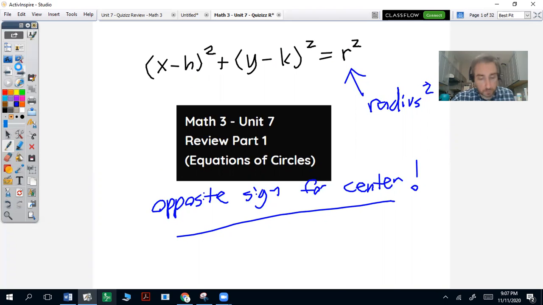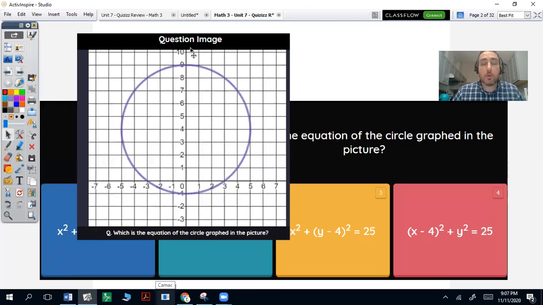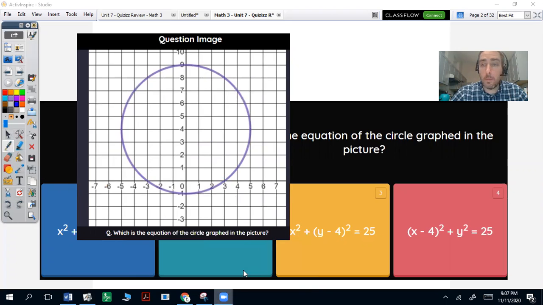Number one. Here's the first question. When you click on the image, you'll see this. There is your graph. We want to know what is going to be the equation of that circle. To get that, you first identify where the center is. That center is (0, 4). You can verify it by counting out in all directions. It takes 5 units to go up, 5 units to go right, 5 units to go down. It's in the very center of that circle. And that radius is equal to 5 units.